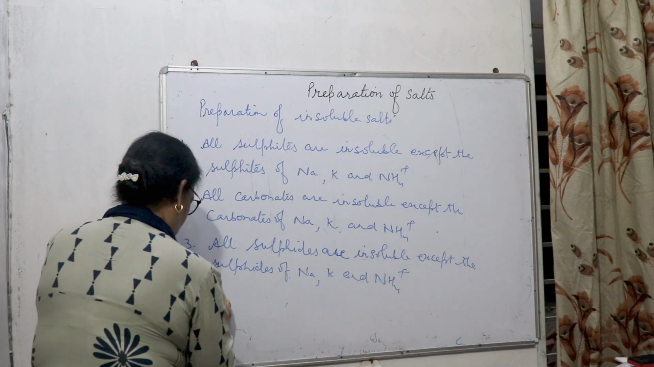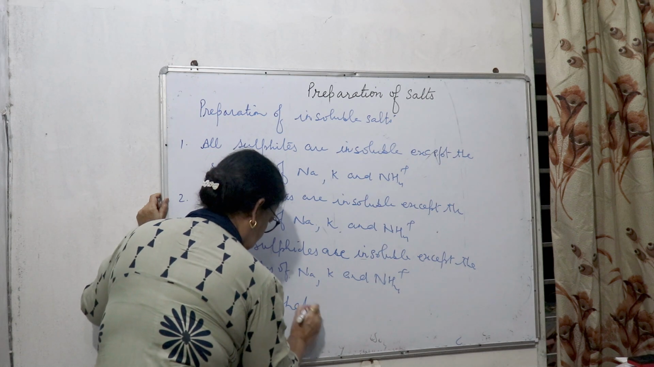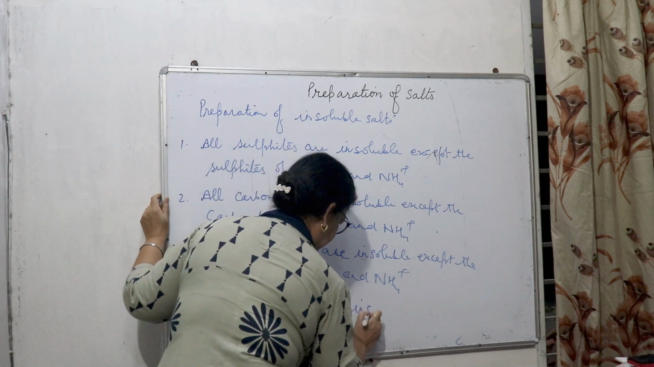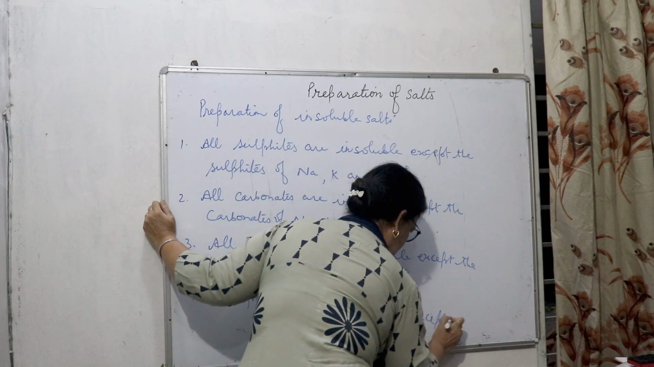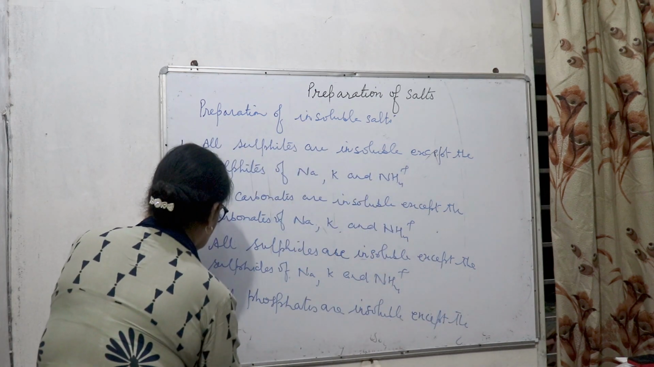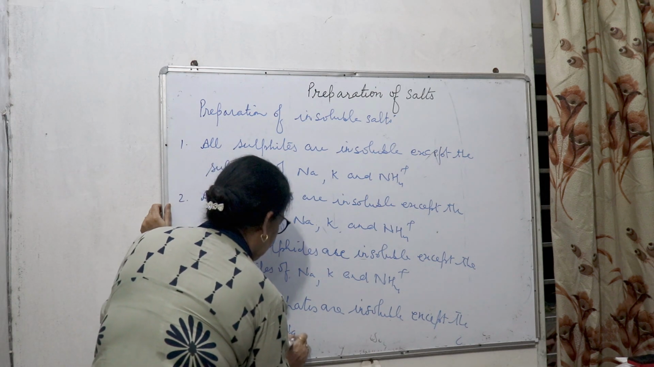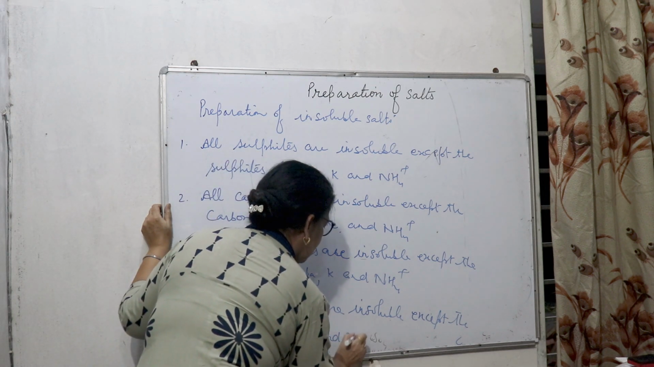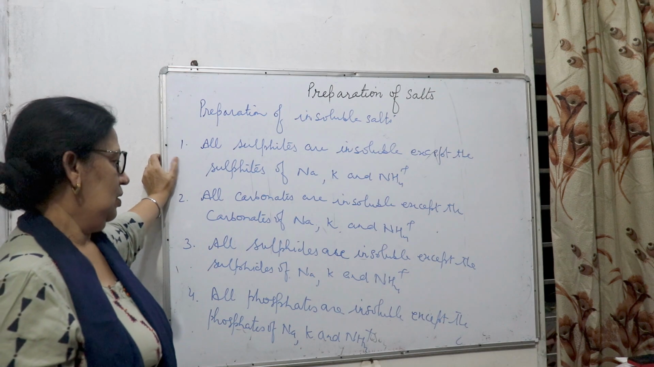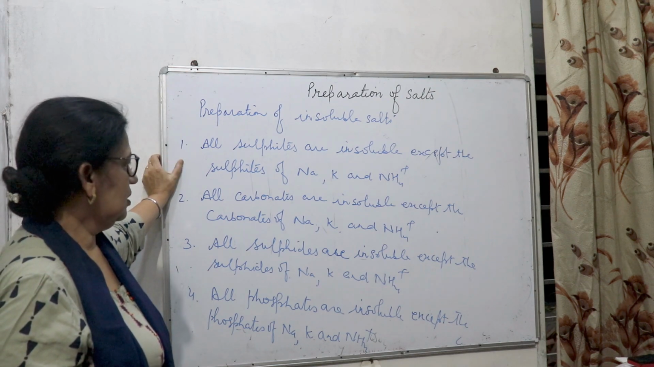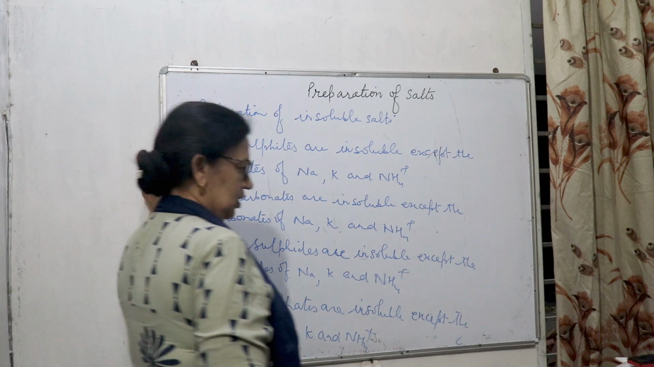Fourth one, all phosphates are insoluble except the phosphates of sodium, potassium and ammonia. So learn these things, and now let us do the preparation of insoluble salts.